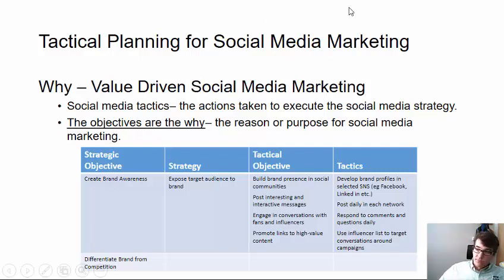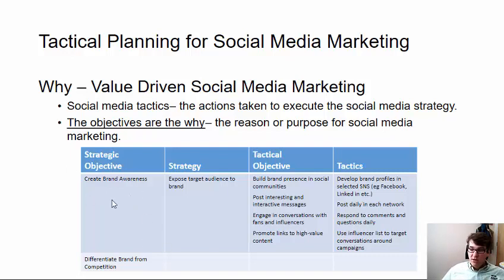The why. Okay. The first is the why. The why is basically, when we come down here, the strategic objectives. When you have a why to your social media tactical plan, it helps it to be value driven. Social media tactics are the actions taken to execute the social media strategy. The objectives are the why.